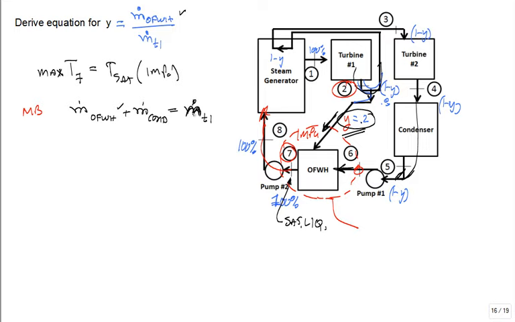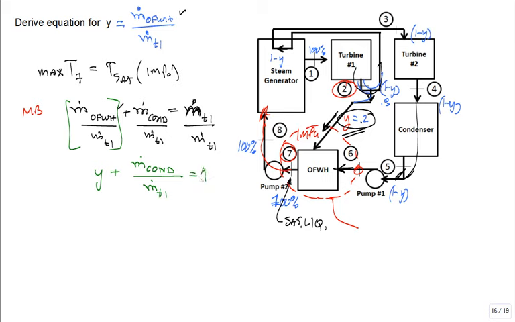If I divide this whole equation by m dot T1, what is this ratio defined as right there? That's Y. So Y plus the mass flow rate that doesn't get diverted, that actually eventually goes through the condenser, divided by the turbine, is equal to 1. Make sense?